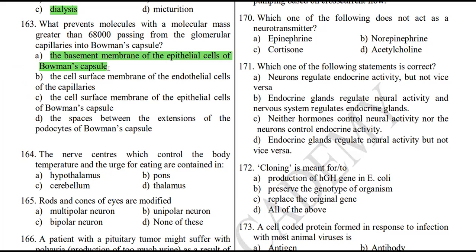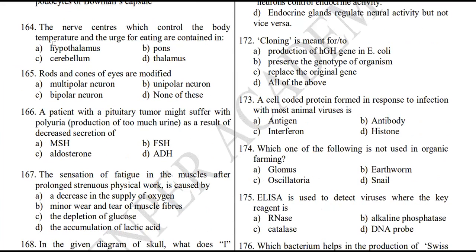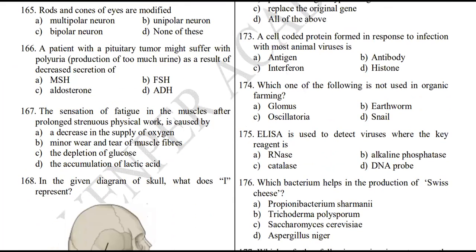Okay, the nerve center which controls the body temperature. Yes, the body temperature is actually controlled by the hypothalamus, and even eating is also controlled by the hypothalamus. Okay, the rods and the cones that are present in the eye are modified multipolar, bipolar, unipolar, or none of these. Bipolar is the one which has one axon and one dendrite. So rods and cones are bipolar.